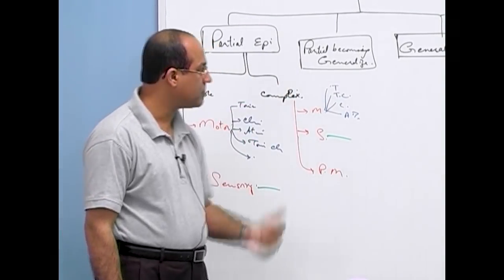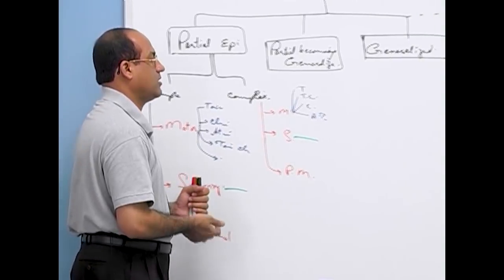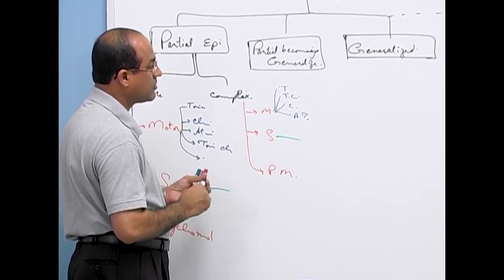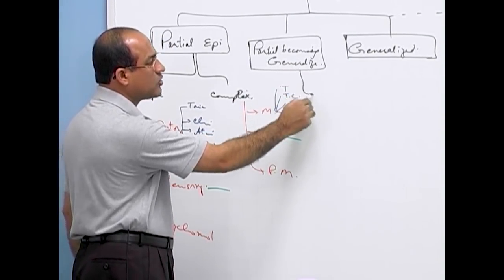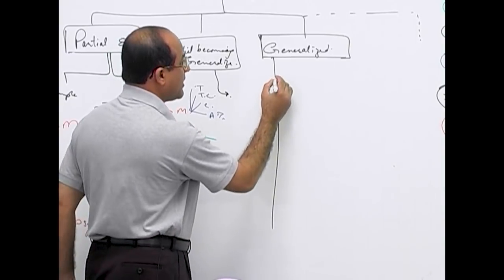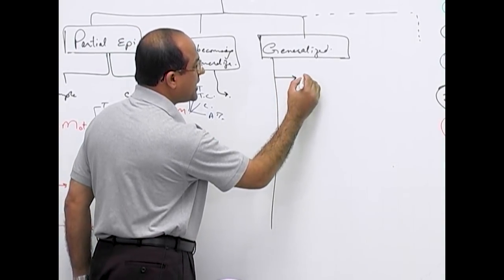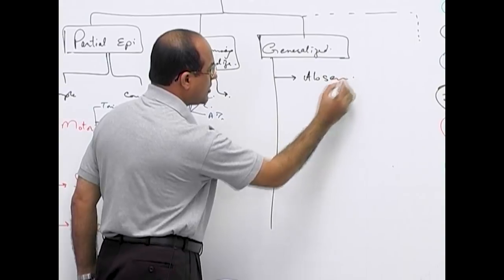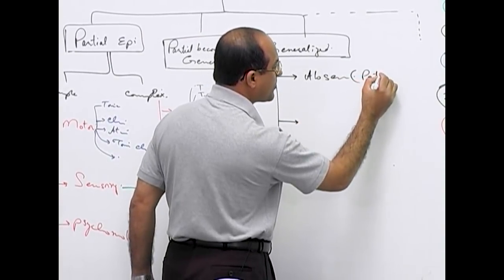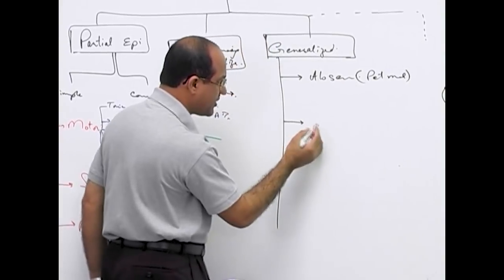Now, here it is. Partial becoming generalized, I think there is no need of detail. Generalized we need to go into detail, a few words. Generalized epilepsy may be absence epilepsy. Yes, very common. Absence is also called petit mal epilepsy. I will go into detail of this right now.